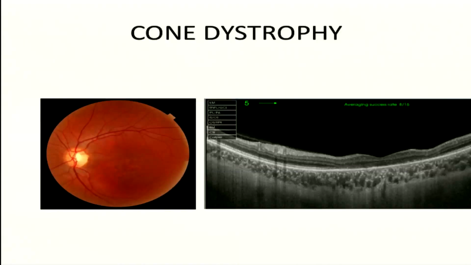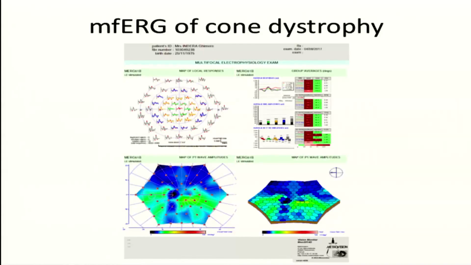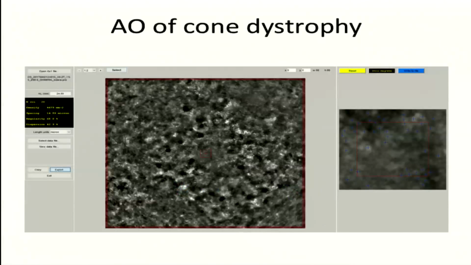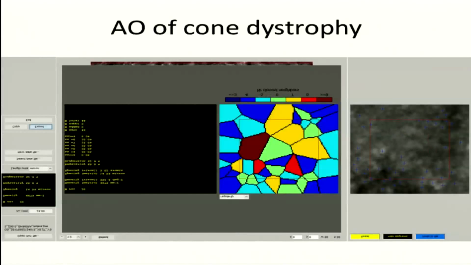This is a case of cone dystrophy, in which the amplitude has reduced and latency has increased in the mfERG, and the AO mapping clearly shows abnormal photoreceptor geometry, and reflectance is also altered. There are many hypo and hyperreflective areas with absolutely no visualization of hexagonal cones. Again, this is the Voronoi tessellation.